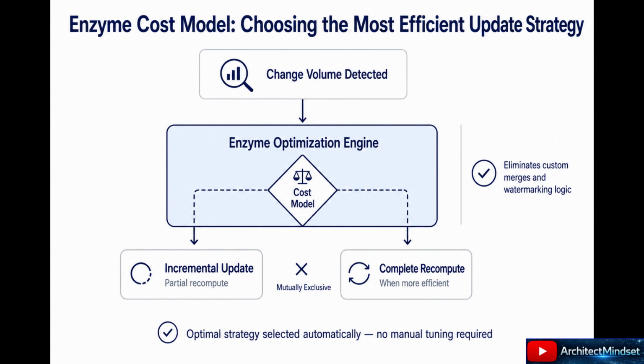That means you no longer need to handcraft complex incremental logic like custom merges or watermarking strategies inside your pipelines. If only a small subset of data changes, Enzyme applies targeted incremental updates. But if a large portion of the data has changed, the cost model may decide a full recompute is actually faster and cheaper. The key idea here is this: SDP chooses the optimal strategy for you based on the cost, not on assumptions.